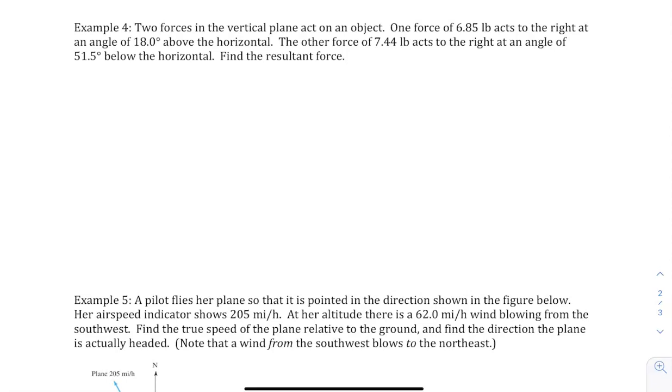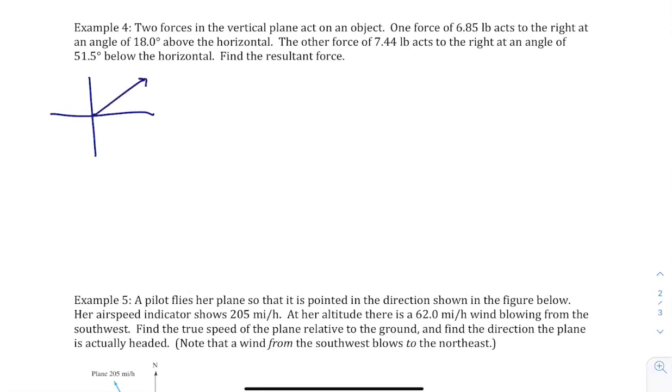The other force acts to the right but at an angle of 51.5 degrees below the horizontal, and we want to find the resultant. We want to find what happens when we add these two vectors together. So the first thing you should probably do is just imagine what's going on here. I like to draw a picture.